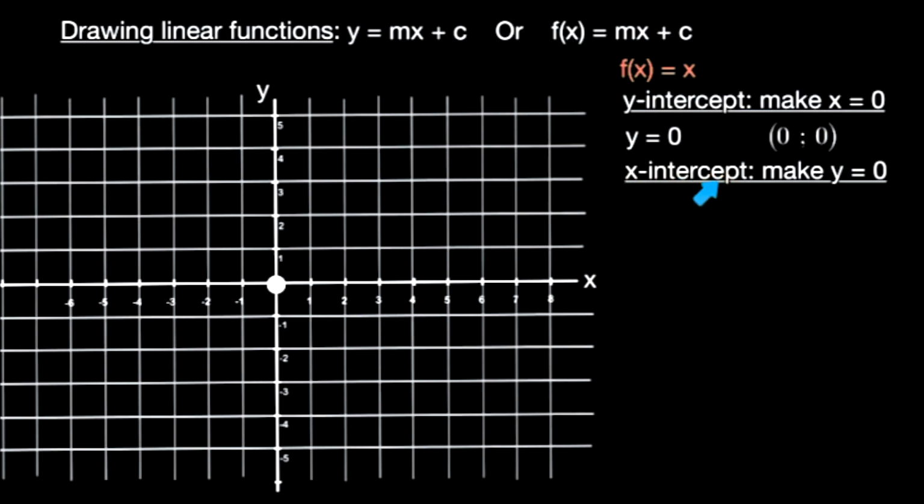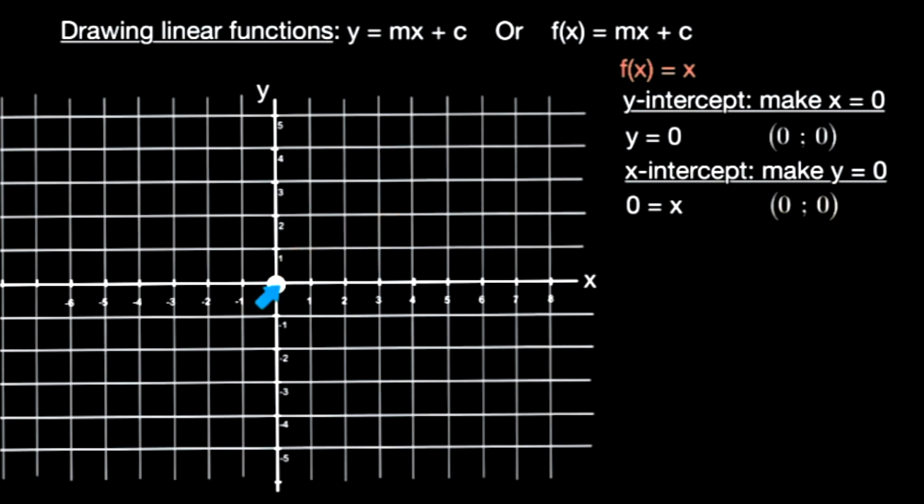Now we also want the x-intercept. To get the x-intercept, we're on the x-axis, and on the x-axis we make our y-coordinate equal to 0. So in the place of our y-coordinate, we put a 0. And if we put a 0 into y's place, x is immediately also equal to 0. So our x-coordinate is a 0 and our y-coordinate is a 0. And again, that is on the origin.